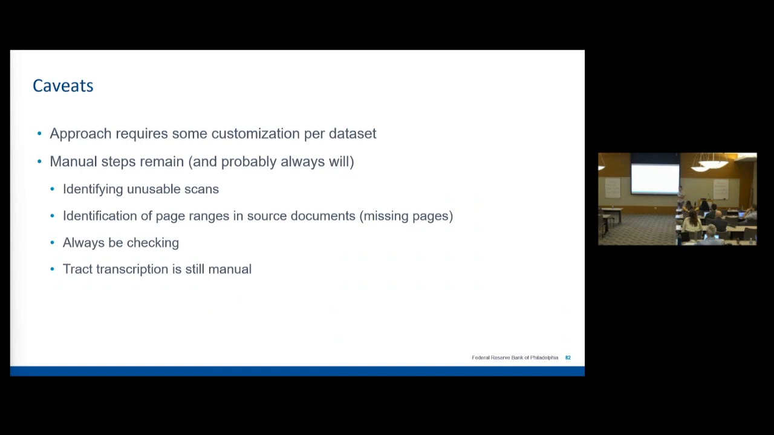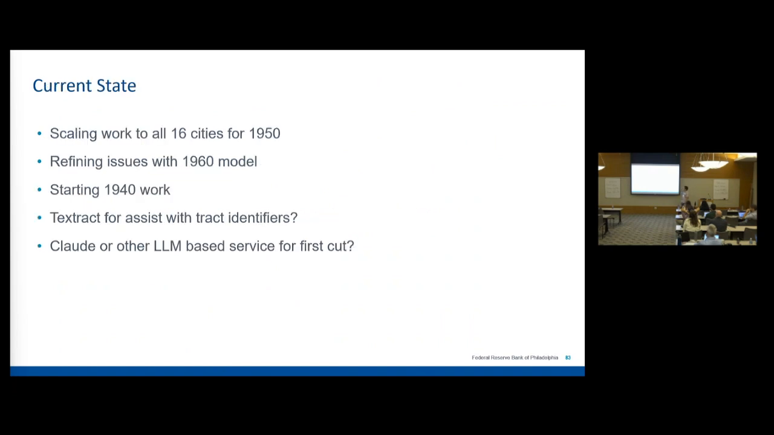The approach requires customization per data set. I can't use the model that I use for 50 to get something accurate for 60 and 40. And there are manual steps that remain. Identifying which scans are usable, finding the page ranges in the source documents. It's actually a lot of the documents for 50. There's missing pages, so you have to go get them from somewhere else, from some other scan. They'll be there all the way up to page 100, then there'll be 4 missing pages, and they'll be all there again. So there's going to be manual checking there. And it's also important to be doing this, the ABC. It's easy to introduce an error in your pipeline that then propagates, and it's very hard to catch if you haven't done that early on.